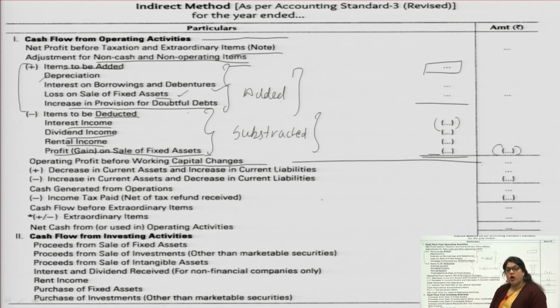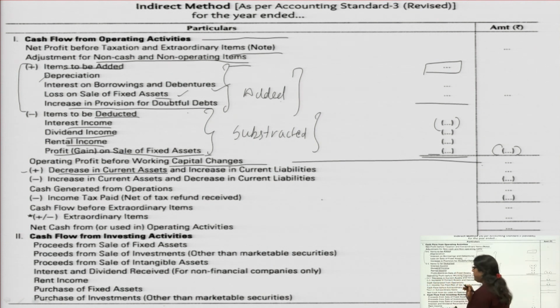Working capital means what? Working capital is equal to current assets minus current liabilities. What is the current working capital? The money which you require for day-to-day operation is known as the working capital. So, what we are doing here, if you see carefully, I have put it here: plus decrease in current assets.